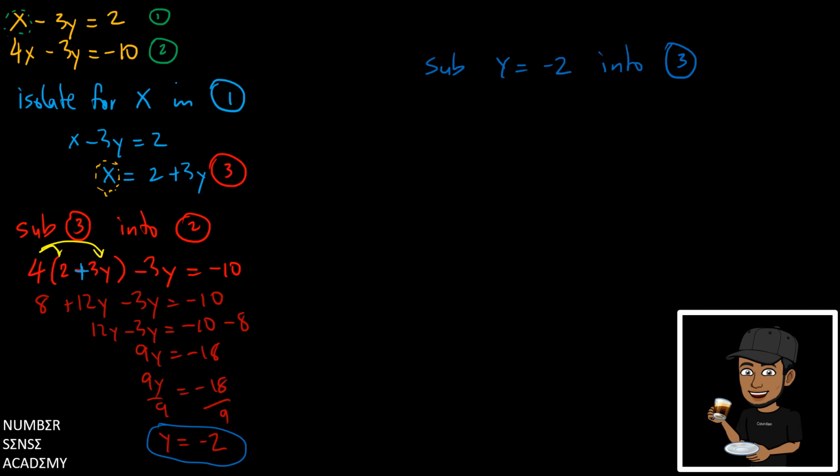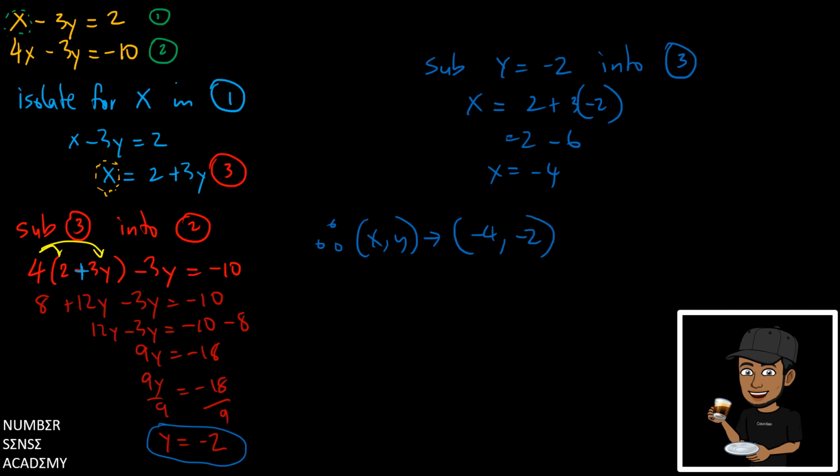So this becomes x equals 2 plus 3 times negative 2, which is 2 minus 6, which is negative 4. So therefore, the solution to the system is negative 4, negative 2.